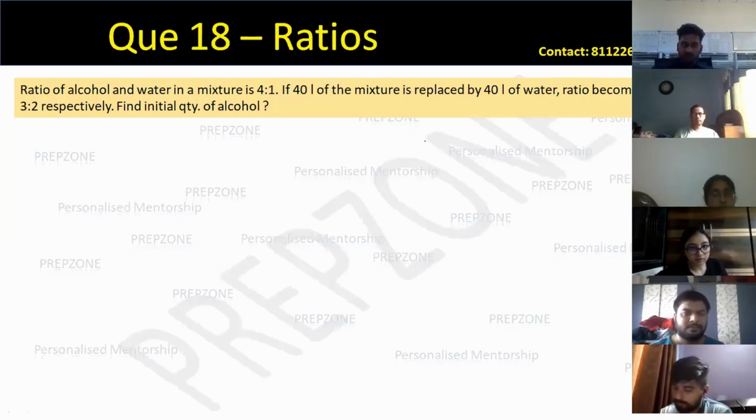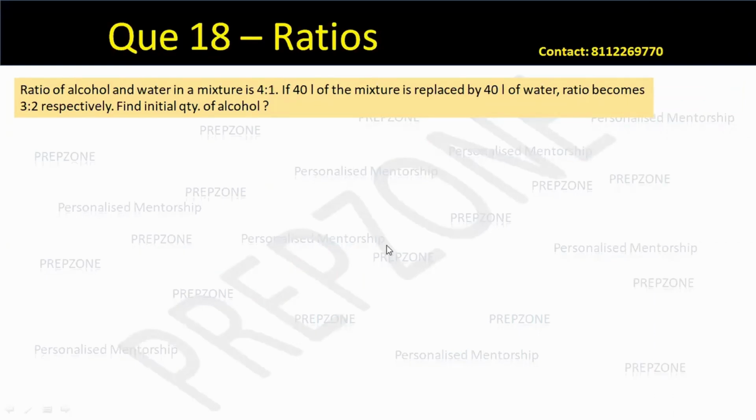Now comes, okay, mixture, ratios. Answer is 128. What is given to us is alcohol and water are in the ratio of 4:1 earlier. Okay. If 40 liter of this mixture is replaced by 40 liter of the water, ratio finally becomes 3:2. Okay. So from both the ratios, we know यहाँ पे भी total is 5 units, यहाँ पे भी total is 5 units, which means we're sorted. So we have to find the initial quantity of alcohol, which means we have to calculate 4 units.